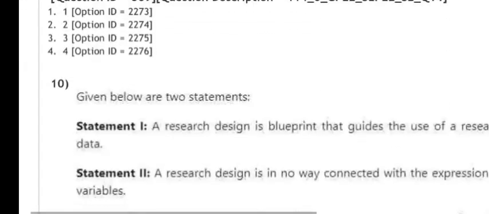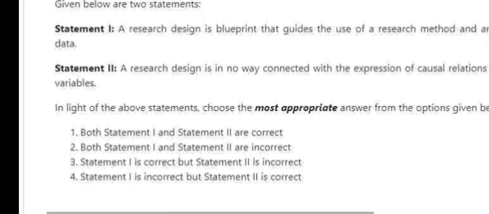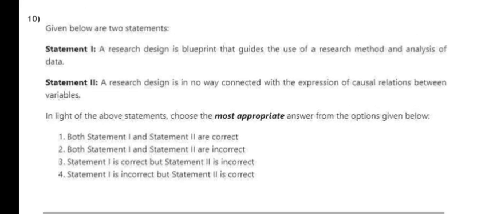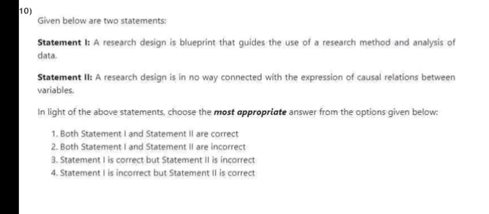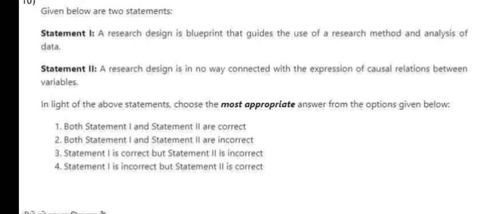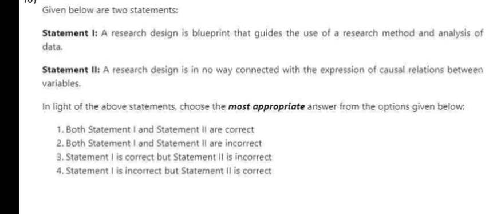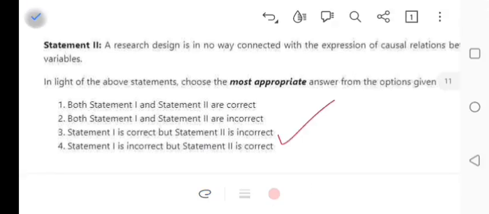Number 15 says, given below are two statements. One says, a research design is blueprint that guides the use of a research method and analysis of data. 2 says, a research design is in no way connected with the expression of causal relations between variables. In light of the above statements, choose the most appropriate answer from the options given below. Statement 1 and 2 are correct, 1 and 2 are incorrect, 1 is correct, 2 is incorrect, 1 is incorrect but 2 is correct. So what will be correct? It will be statement 1 is correct, but 2 is incorrect. That is number 3.